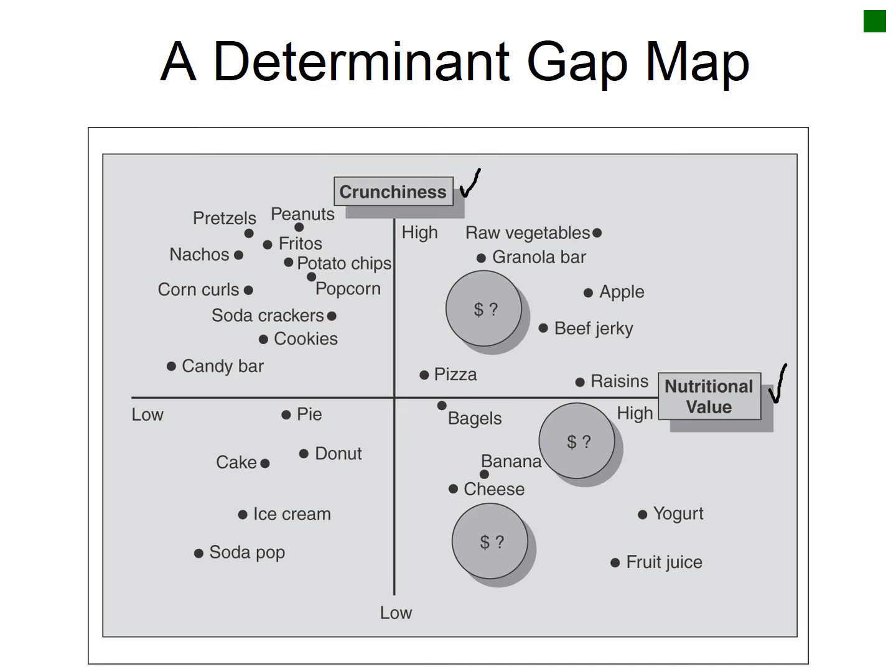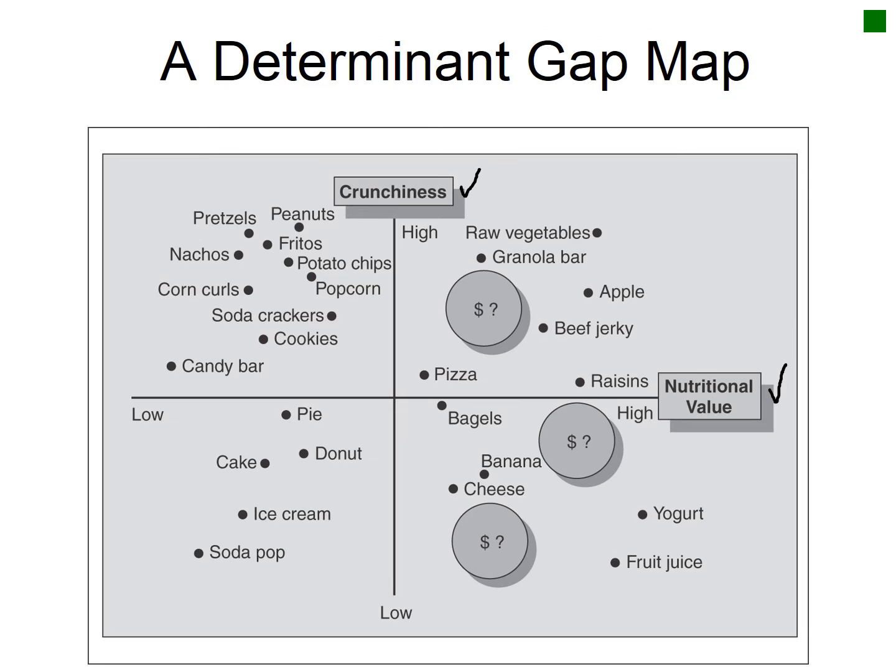So in this perceptual map, what we have here is the assumption that nutritional value plays a strong role in having a consumer buy a product or not related to snack foods. It also assumes that crunchiness may be a key indicator as well as to whether somebody buys the product or not. So these are determinant attributes or determinant factors. Those are what make up the axes on the perceptual map.